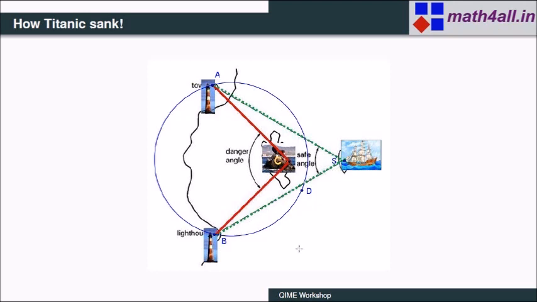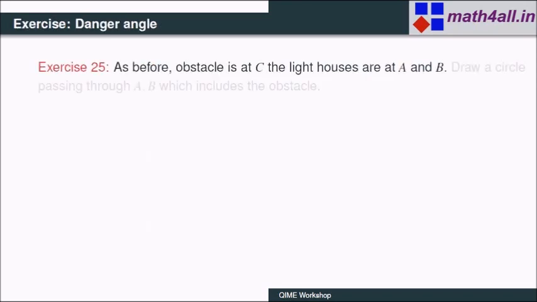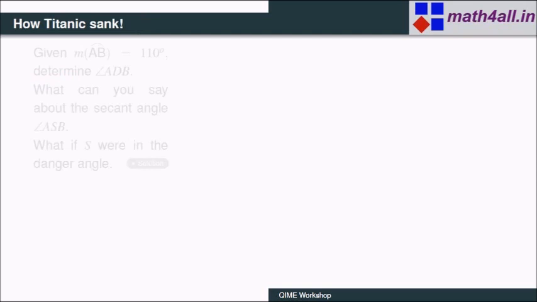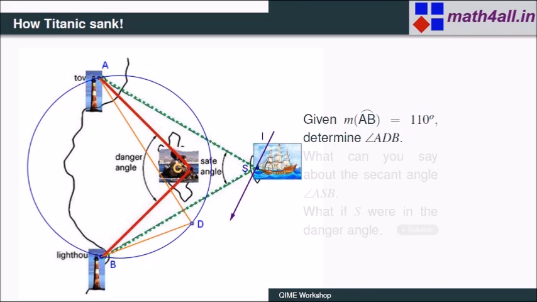So what is a safe angle for the ship? At what angle should they go so that they avoid this? Given the knowledge about ACB, what is that angle ASB? How does one calculate that? The calculation is not very difficult. If this angle C is given as 110, that is the measure of this arc, we want to find first.